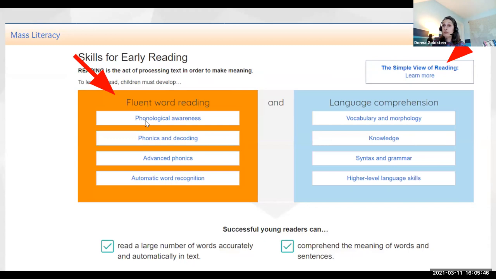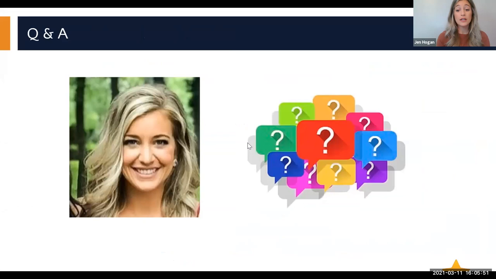Yeah, and the guide is laid out nicely. It's hard to get into too much of a deep dive away from that landing page. So it's pretty straightforward and they're all in there, I promise, every single one. No, you really did. You gave us so much to consider because there's a lot of pieces involved in supporting the development of fluent word reading.